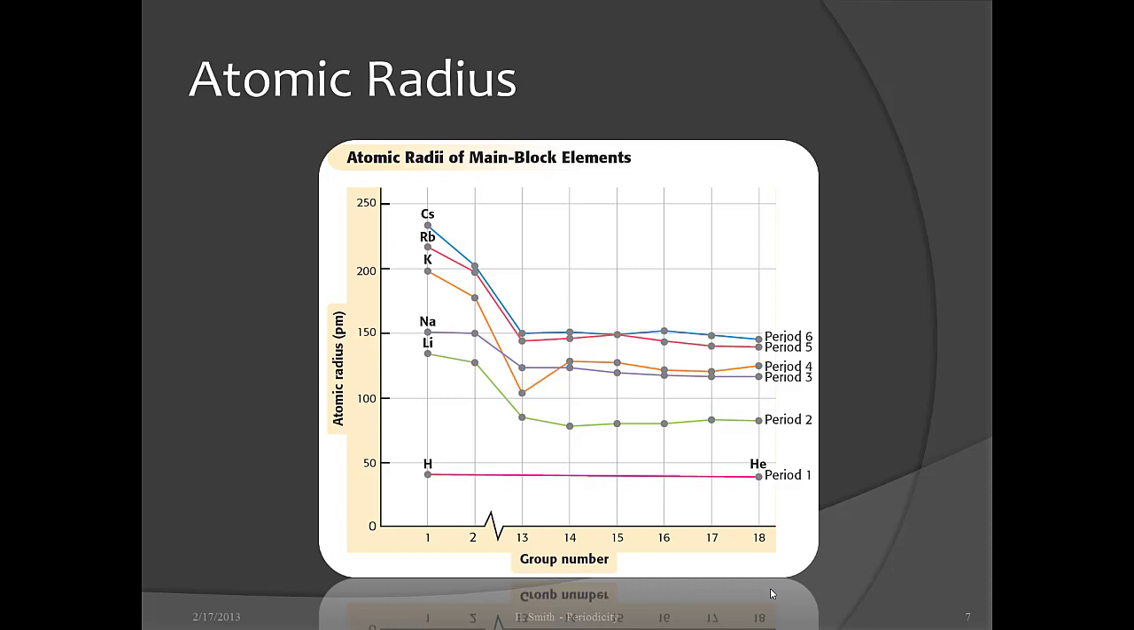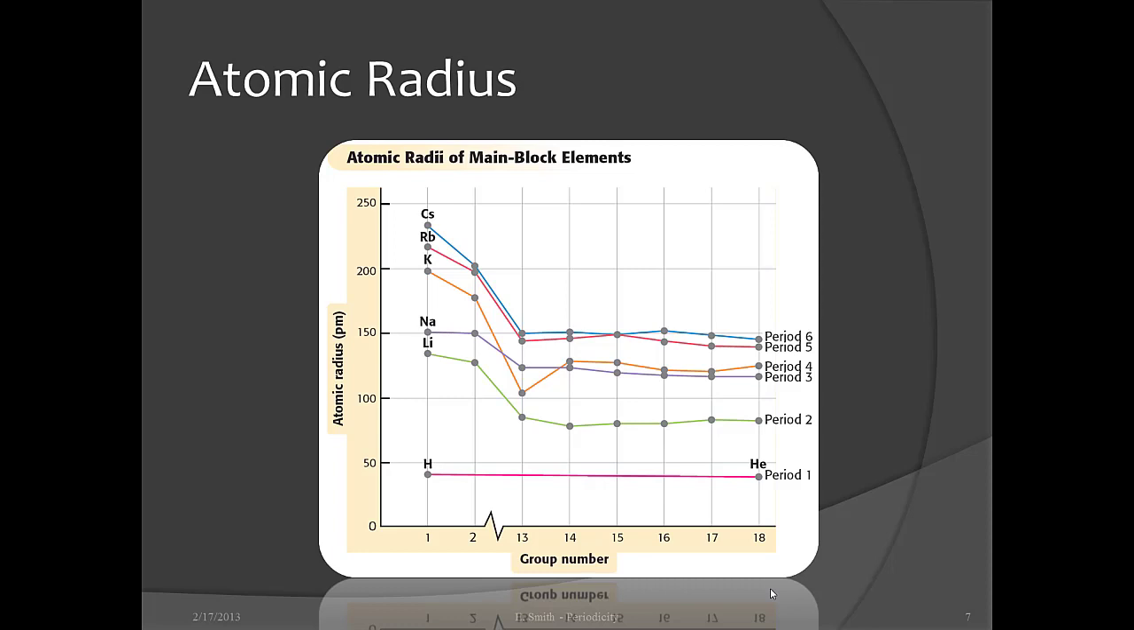You can see here that this graph breaks it apart by both periods and groups. Let's notice group 1 first. Look at hydrogen, and then look at cesium. That's a group, group 1. Now as we go from hydrogen to lithium, to sodium, to potassium, to rubidium, to cesium, you will notice that the size of the atom is increasing. That's going down a group.